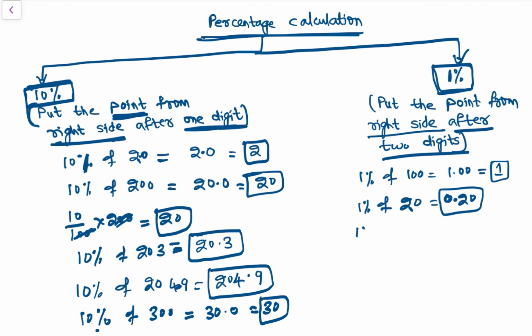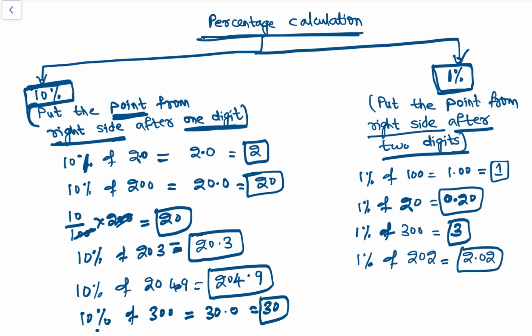Then 1% of 300 is 3, so 3.00 comes. Then 1% of 202 would be 2.02. Then 1% of 4509 is what?